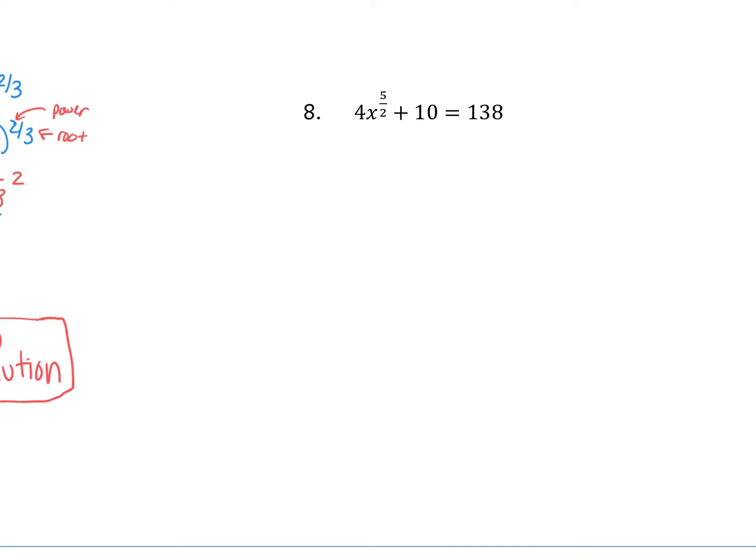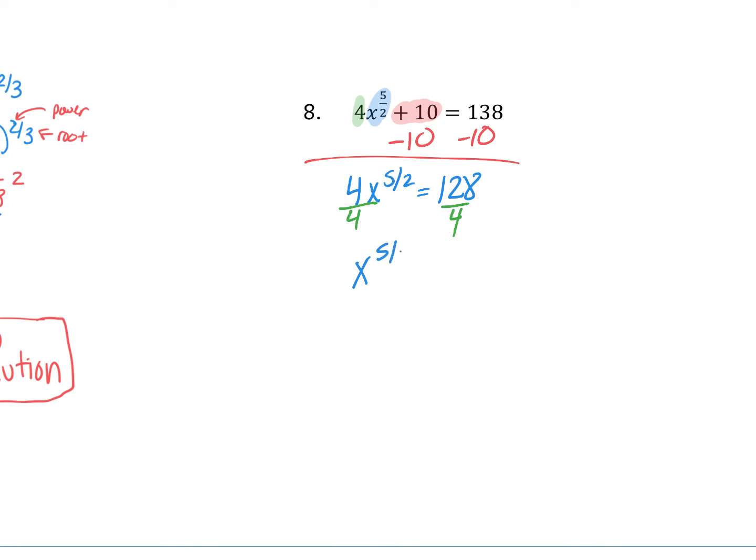All right, so we always want to isolate the part that has the exponent. So I want to isolate this x to the 5/2. So the first thing I'm going to do is minus this 10, and then I'm going to divide by 4. So first I'm going to minus this 10 to the other side. So I'll have 4x to the 5/2 equals 128. Then I'm going to divide by 4, and so I'll have x to the 5/2 equals 32.